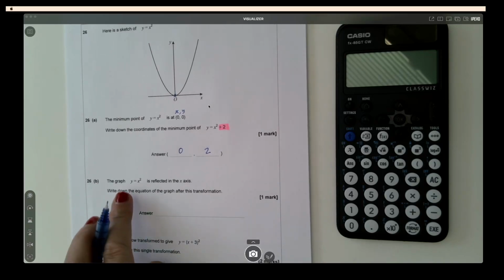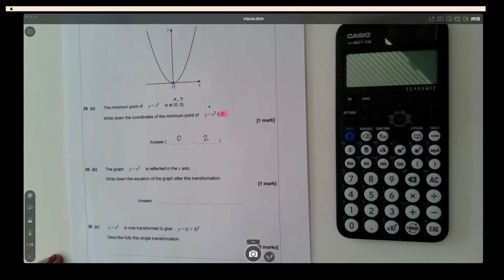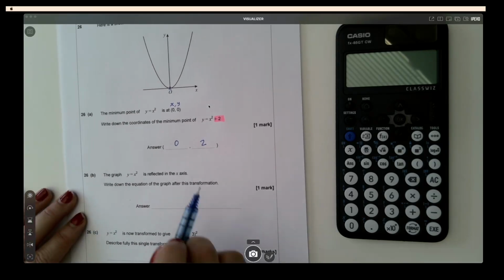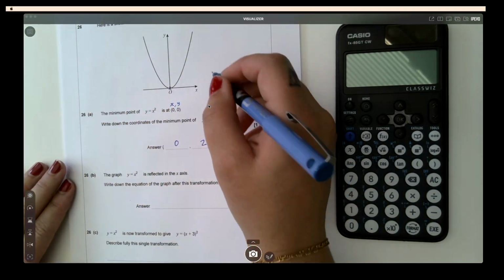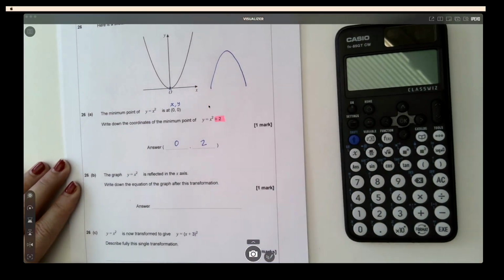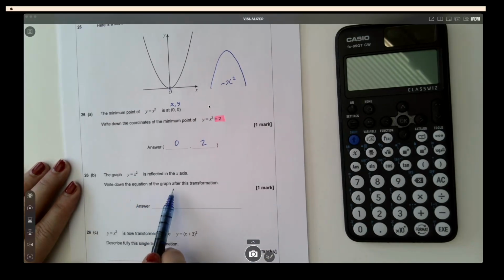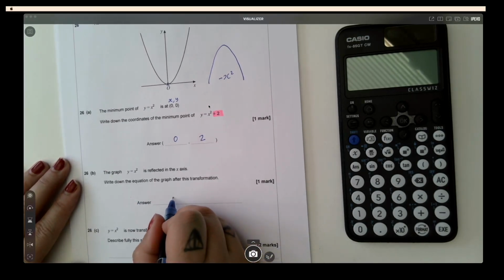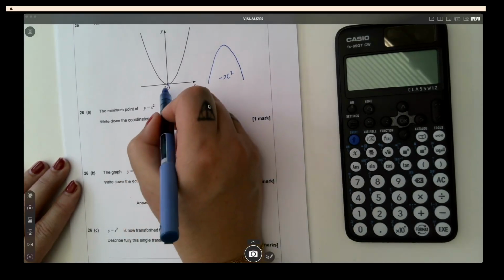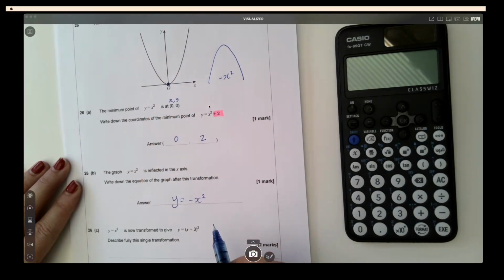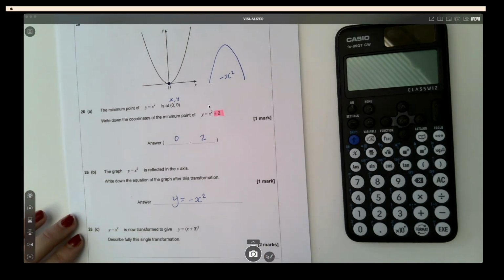26b. The graph y equals x squared is reflected in the x-axis. Write down the equation of the graph after this transformation. So if this is the x-axis and we reflect this curve over it, we're going to end up with the curve looking like this, which is actually negative x squared. So the equation of the graph after this transformation would be y equals negative x squared. There's no other numbers or anything here because that point there is invariant. That point there will stay at 0, 0 whether we reflect over the x-axis or not.